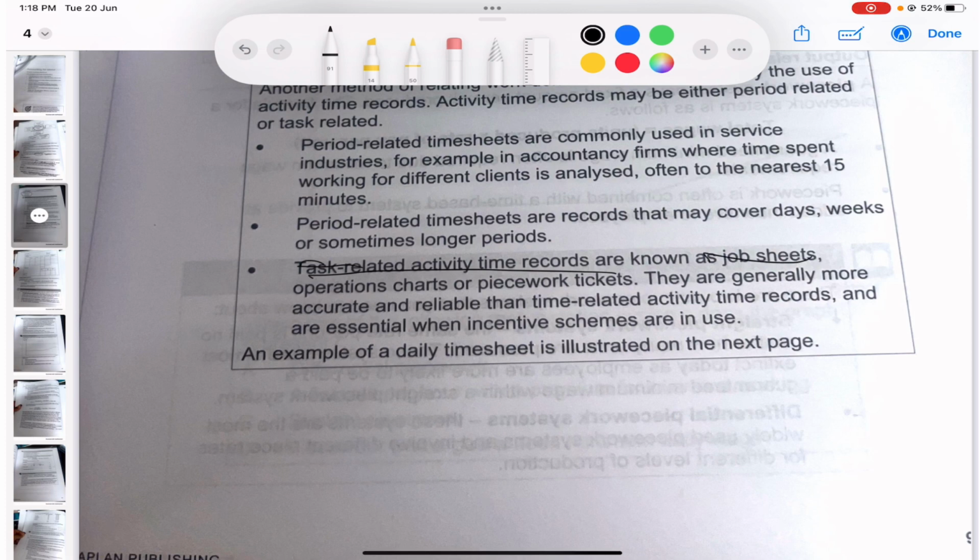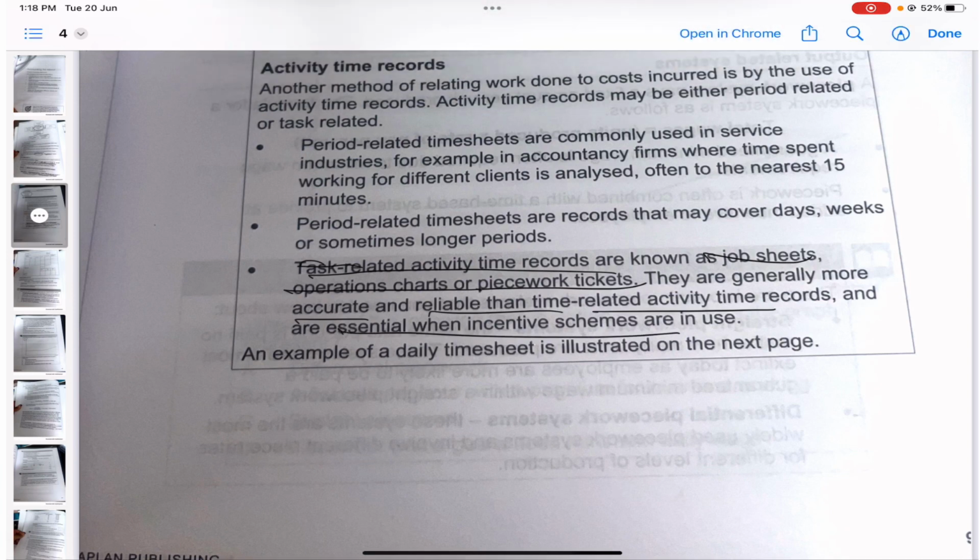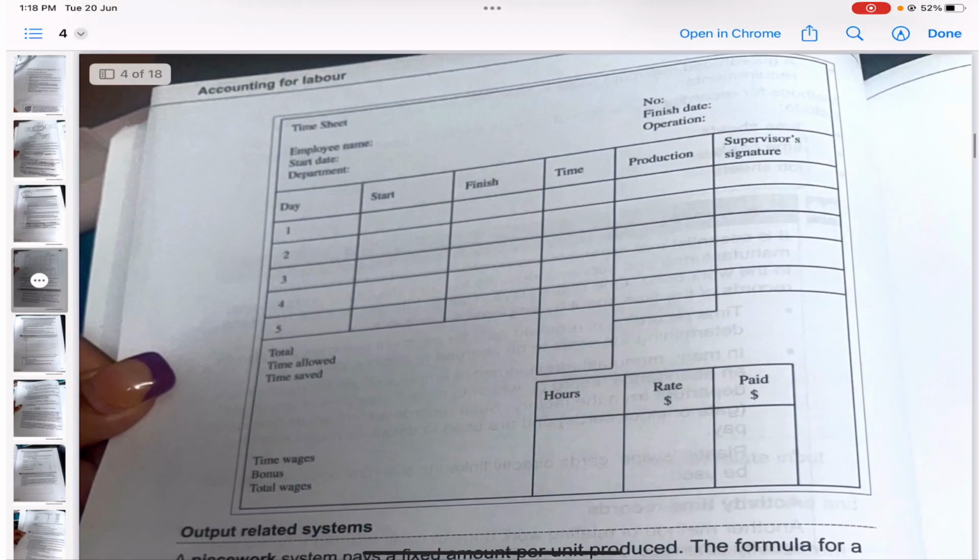So if there's an MCQ asking what is a job sheet, you should know that a job sheet is basically a task related activity sheet or a piecework ticket or operations chart. They are generally more accurate and reliable than time related activity, and they are essential when incentive schemes are in use. So this is a daily time sheet given over here.